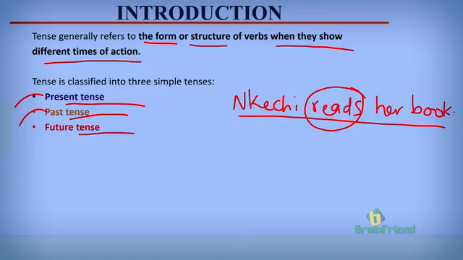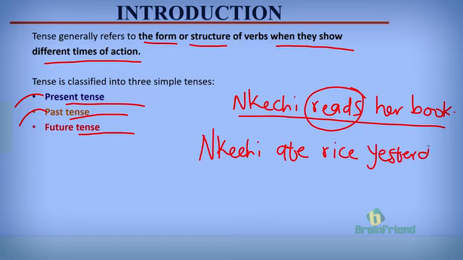Nkechi reads her book. We also talked about the past tense, and we did say that past tense is used to refer to verbs that happened at some point in the past. For example, Nkechi ate rice yesterday. This sentence is written in past tense because the verb ate refers to an action that took place the previous day, so it's in the past tense.